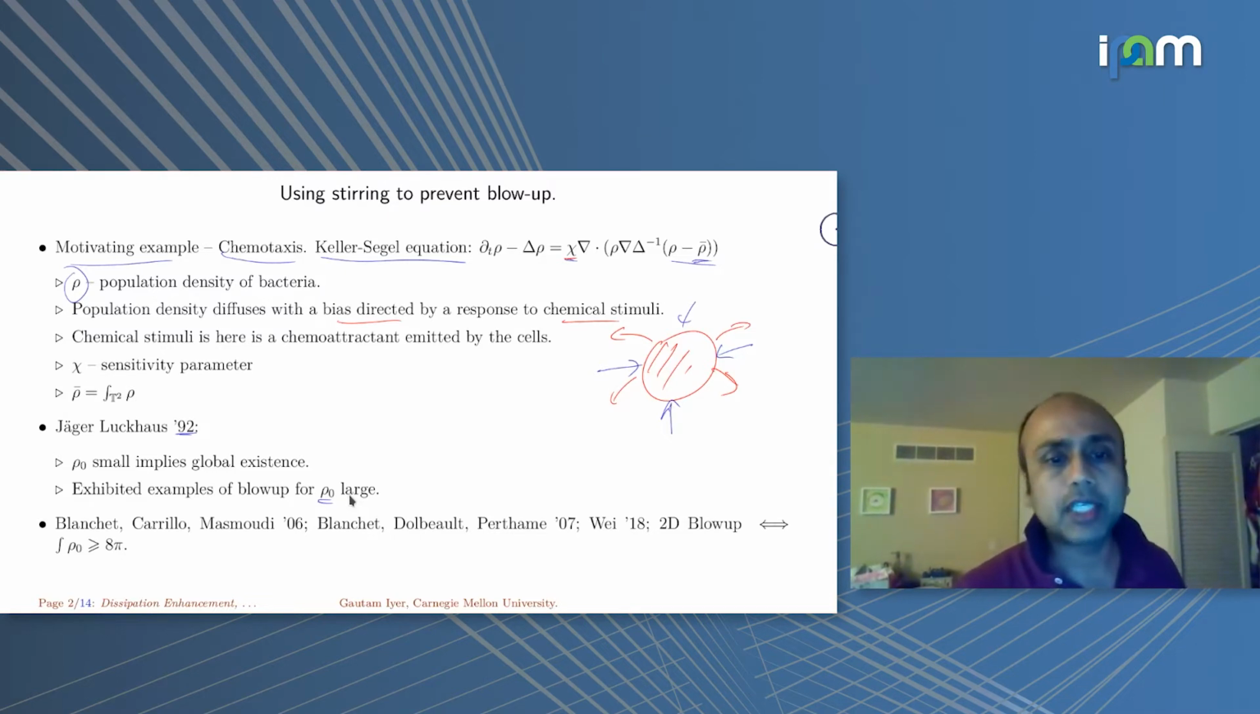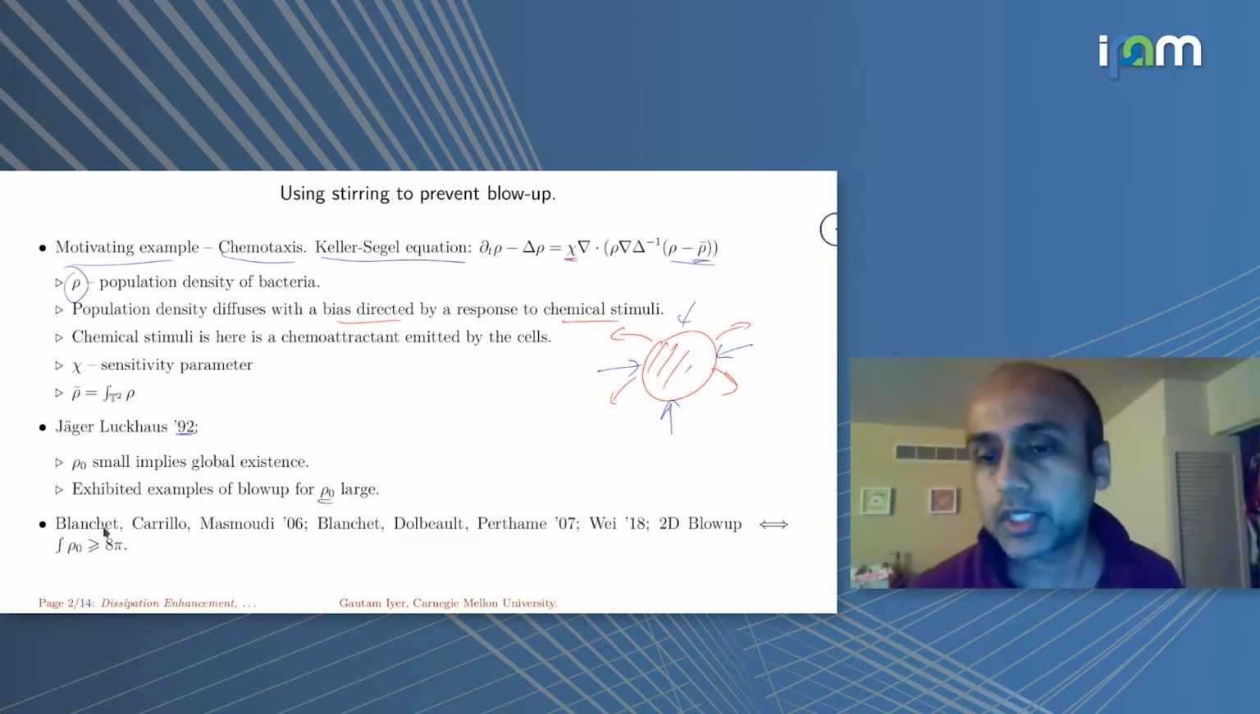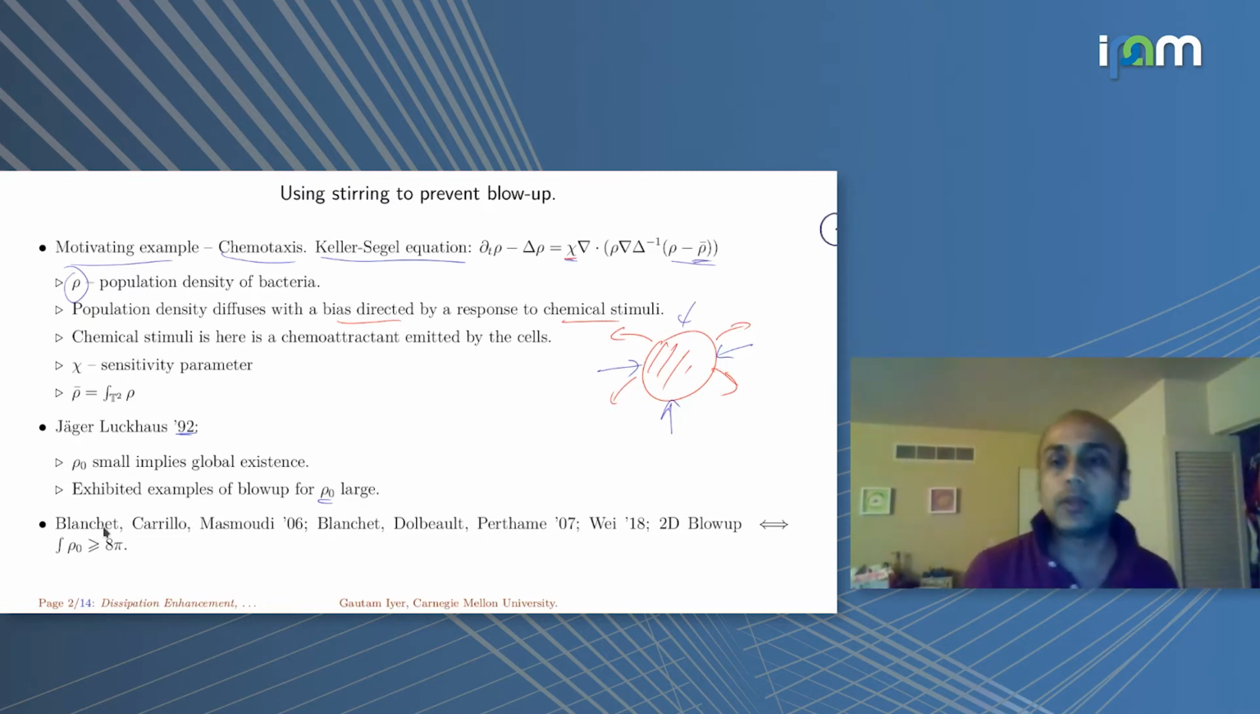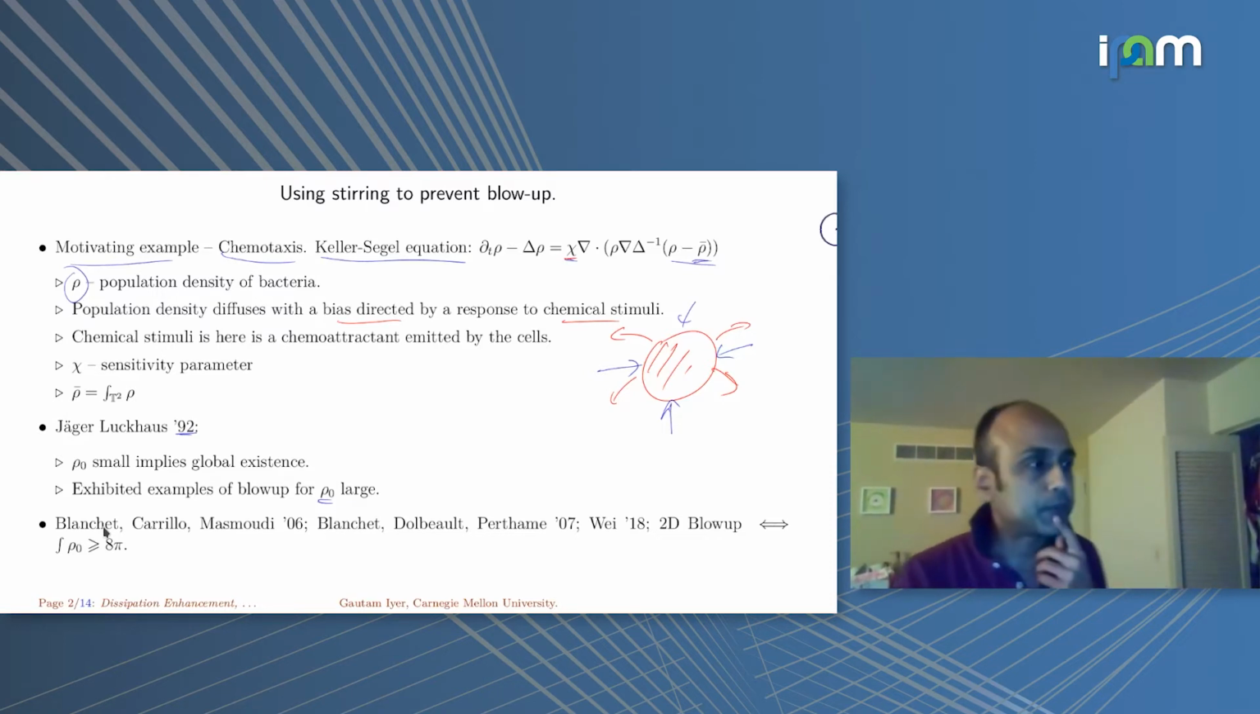Sorry for not mentioning everyone, but let me mention maybe just three results. One was Blanchet-Carrillo-Masmoudi in '06, Blanchet-Dolbeault-Perthame in '07, and then Dongyi Wei a couple of years ago as well, right? In 2D, there's this nice phenomenon of a sharp blow-up threshold, right? Which is if your initial mass is greater than or equal to 8 pi, the equation blows up. If not, it stays globally well posed.